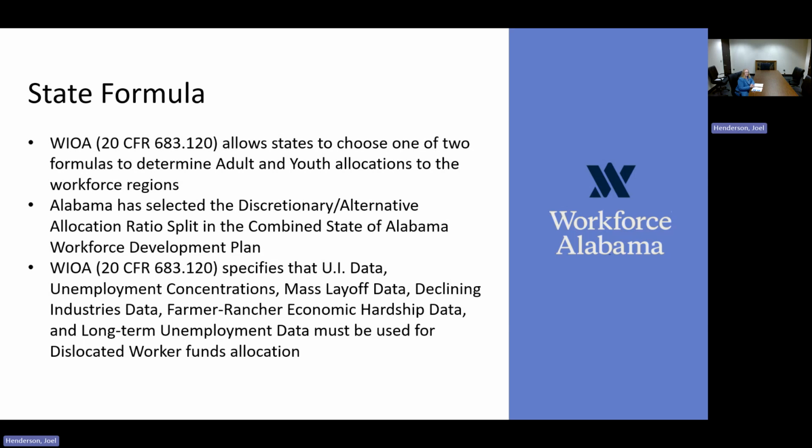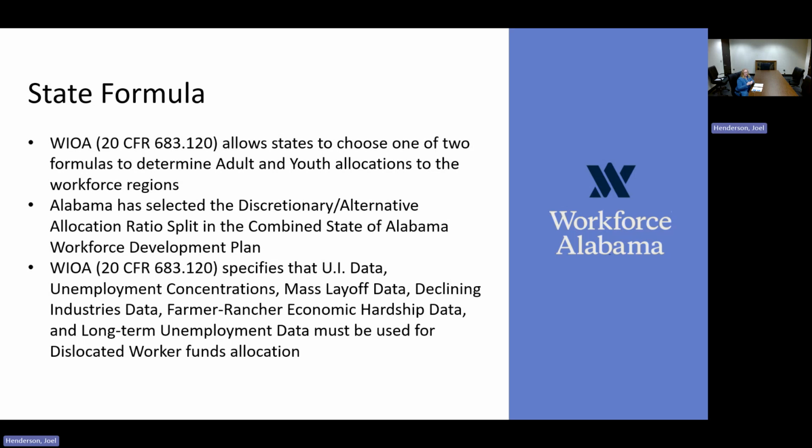Okay, so when we receive the allocation amounts from USDOL, we use formulas to calculate how much each of the local areas receive. These formulas are specified in the WIOA law. For the adult and youth, we are allowed to choose one of two formulas. You have your regular formula, and then there's a discretionary or alternative allocation formula.